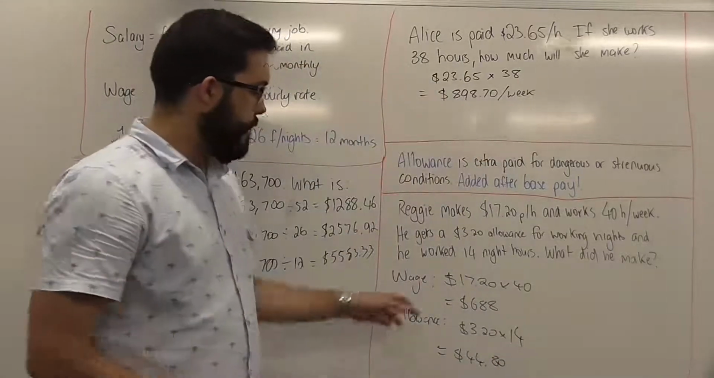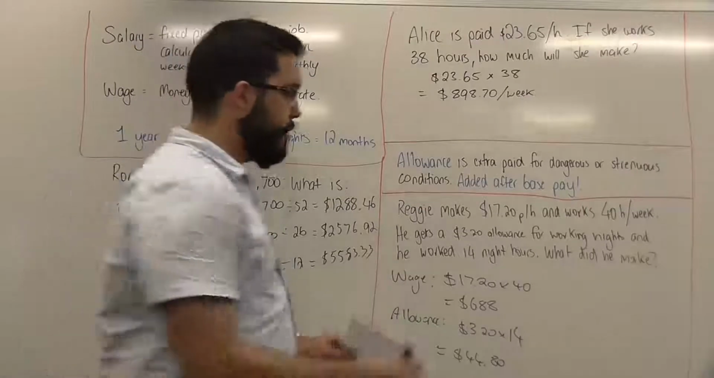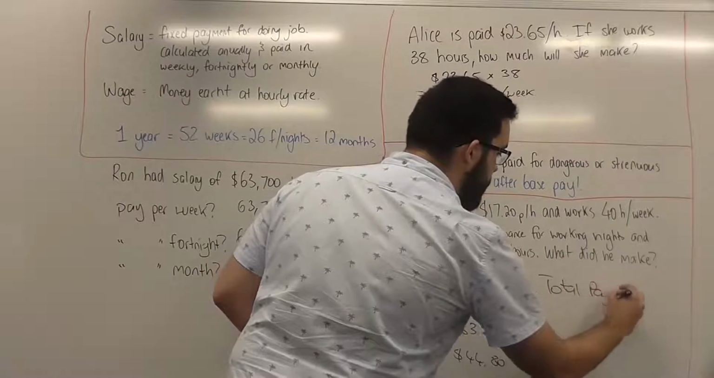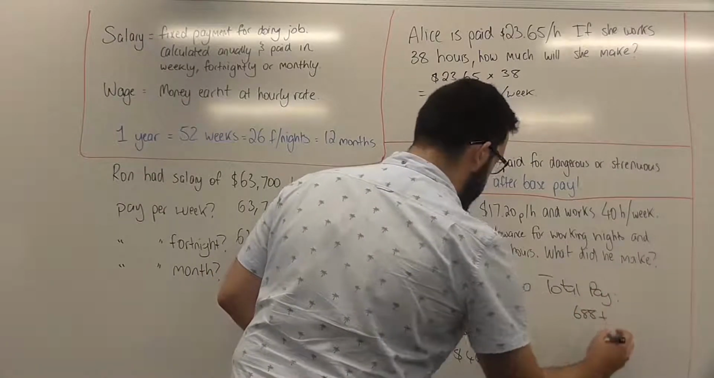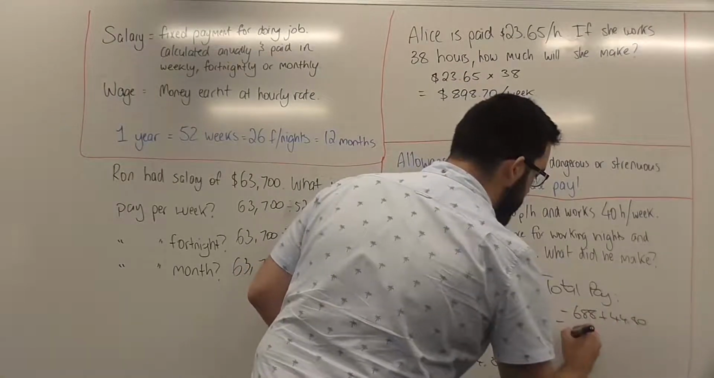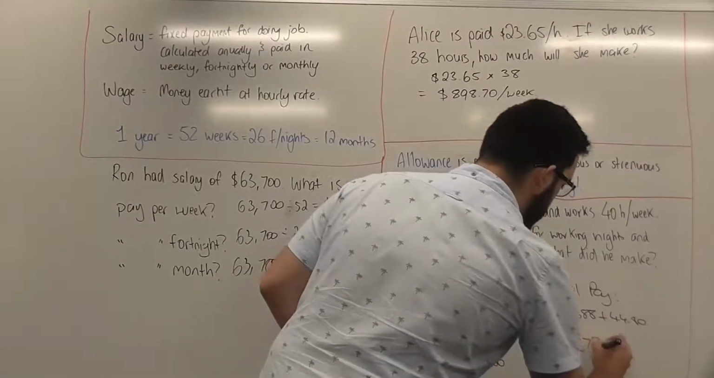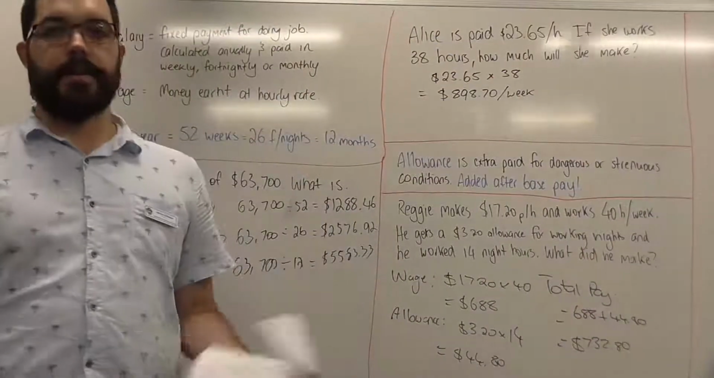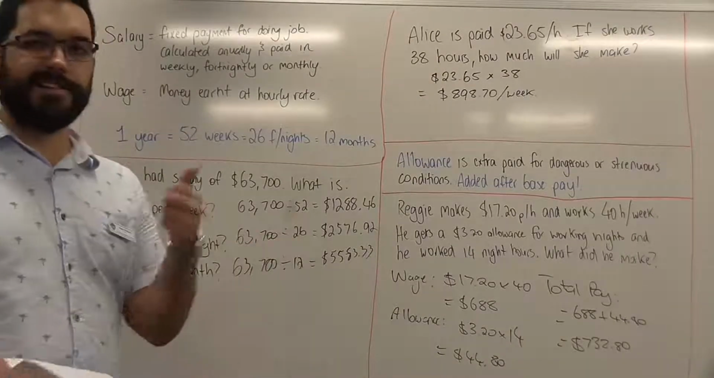So now we know how much he makes for his wage and how much he makes for his allowance. His total pay for that week is then going to be his wage, which is 688, plus what he made for his allowance, which is 44.80, which is going to be $732.80. So that is salary and wage in a nutshell, also looking at allowances. Too easy.